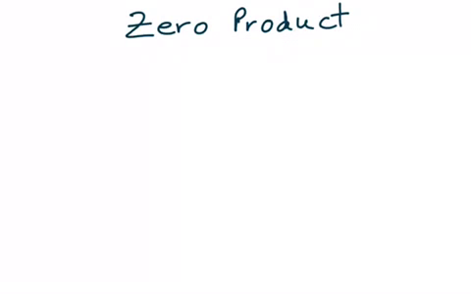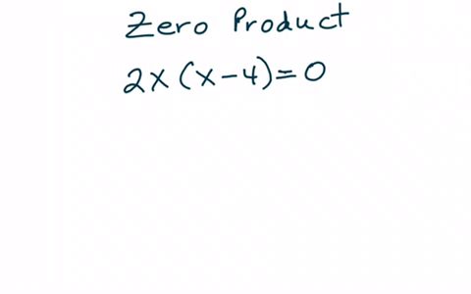I'm going to show you how to factor some of these problems using what we call the zero product rule. So if I have a problem like this, 2x times x minus 4 equals 0, in order to solve this, all I'm going to do is set that equal to 0, and when I'm done, I'm going to set that equal to 0. So I'll show you what I mean.